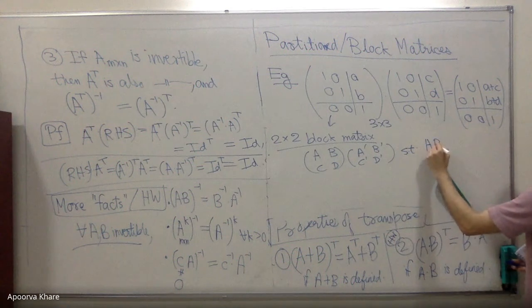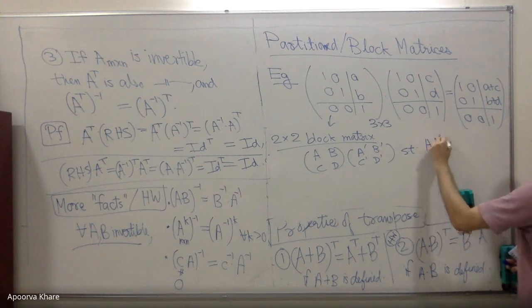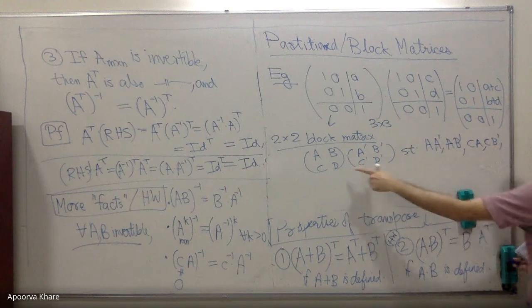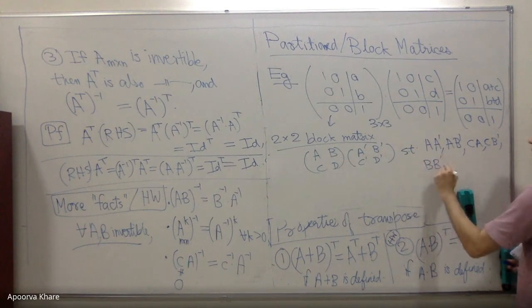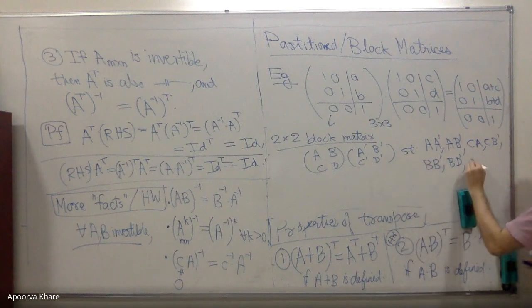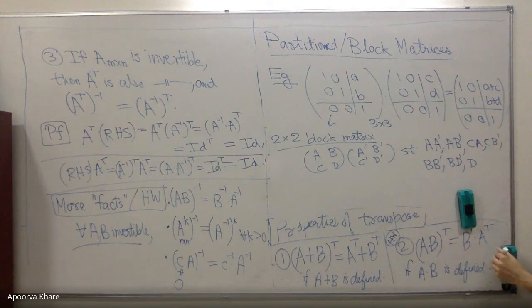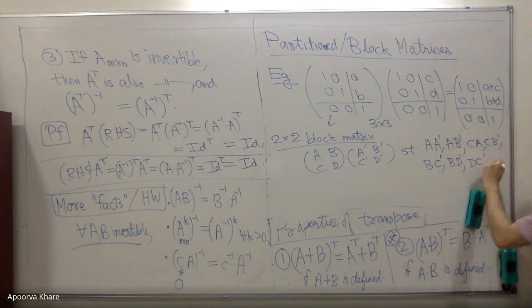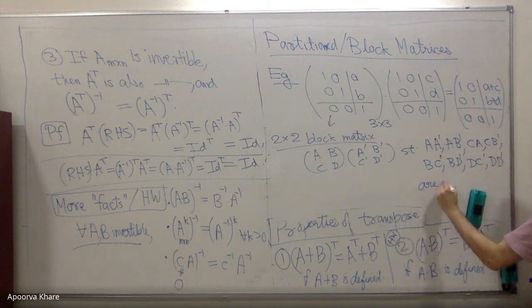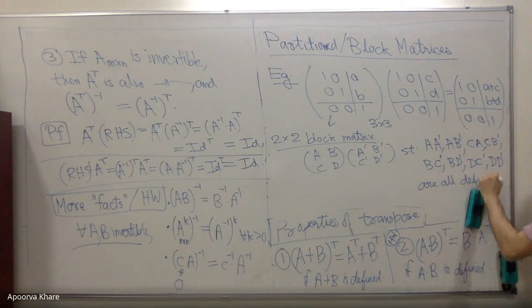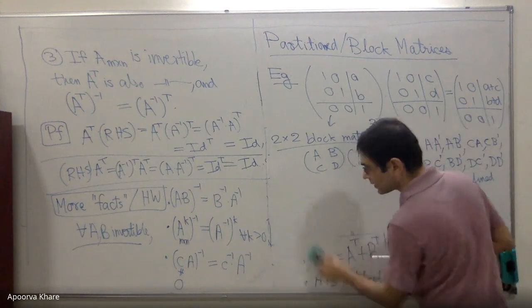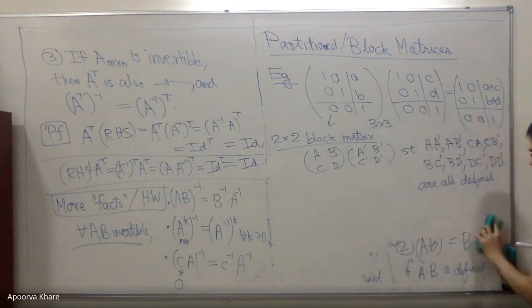A A prime, A B prime, and similarly C A prime and C B prime. And then as far as the others go, you get B C prime, B D prime, and then D C prime, D D prime are all defined. The orders agree. The moment you have that, then you can actually multiply this matrix not entry by entry, but block by block in the exact same way.